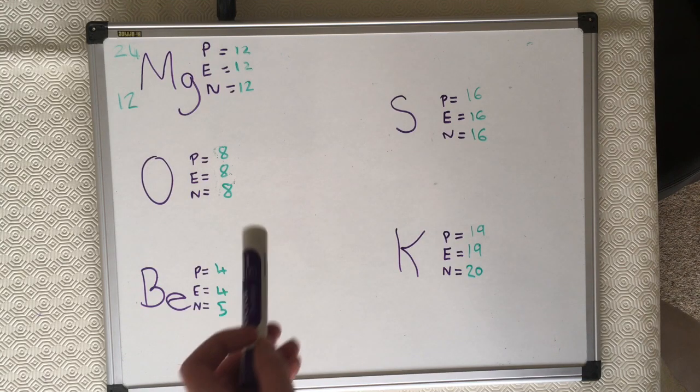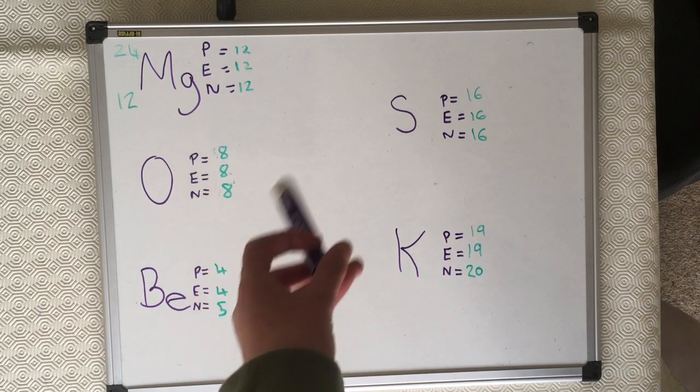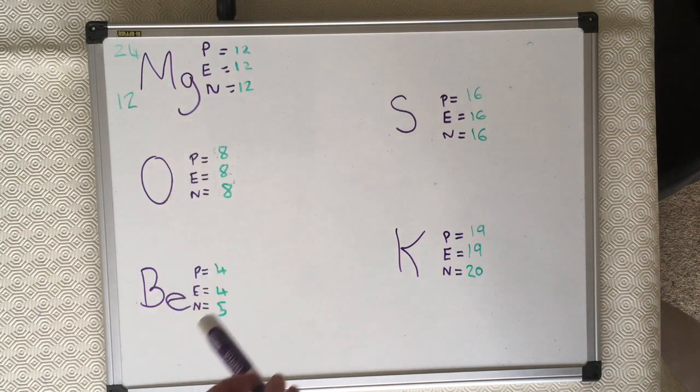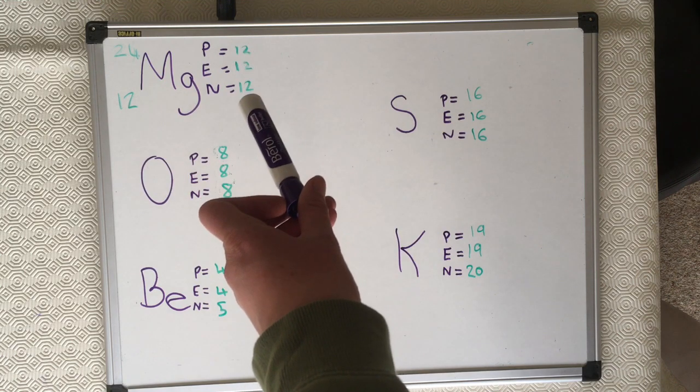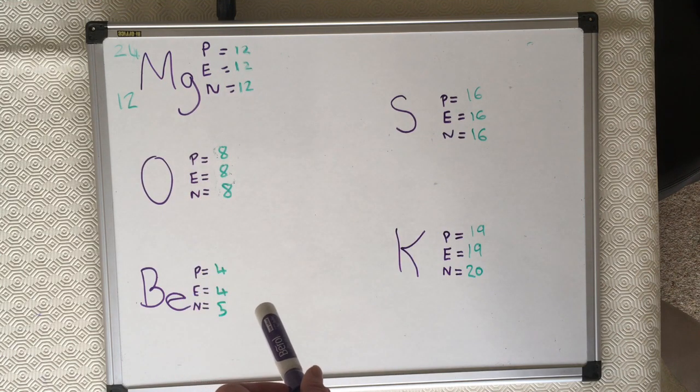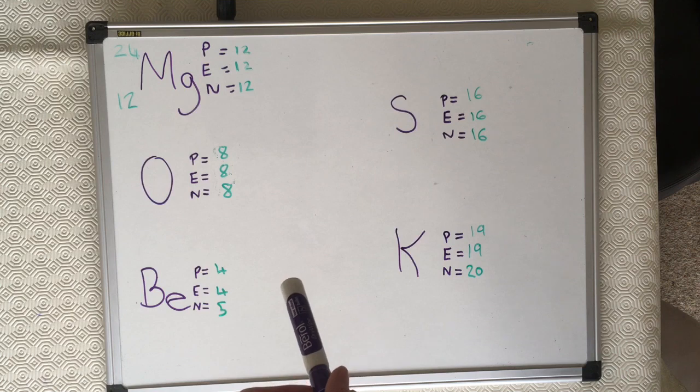Now that you've looked at my description of how we draw atoms out, I'd like you for each of these elements to draw their atoms out. We've obviously already worked out the protons, electrons and neutrons, and that'll help you to draw them. Pause the video and then we'll go through the answers.